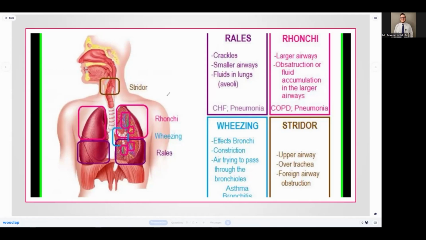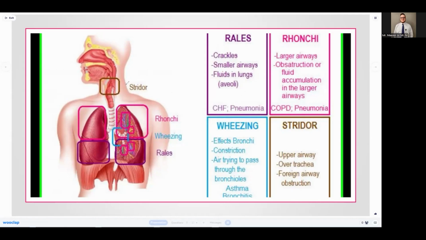Rhonchi are usually in the larger airways, the larger bronchi. This is like fluid obstruction, swelling. So some of the COPDs could be in pneumonia as well. Wheezing is a huge amount of constriction in the bronchi. So you get that musical high-pitched sound from air passing through swollen bronchi. And you see this with asthma predominantly, but you can also see this with acute or chronic bronchitis.